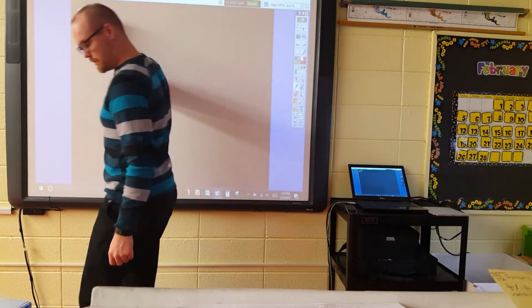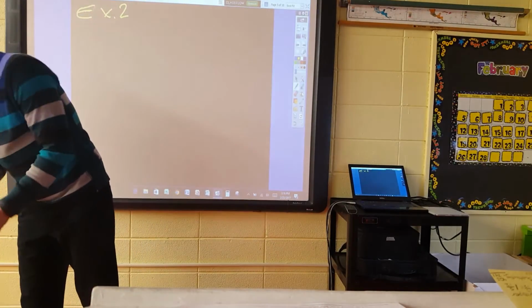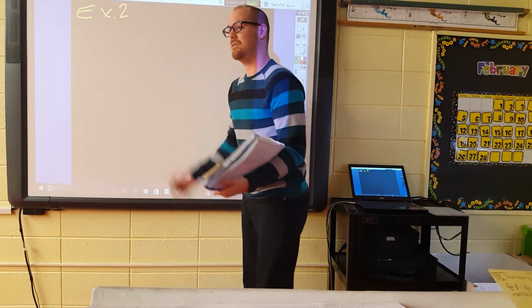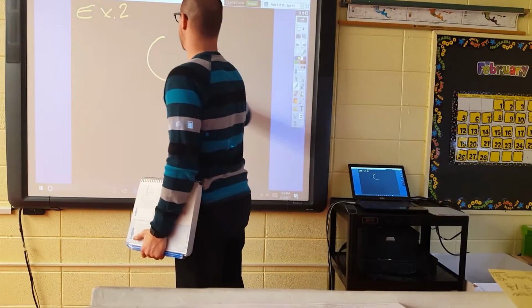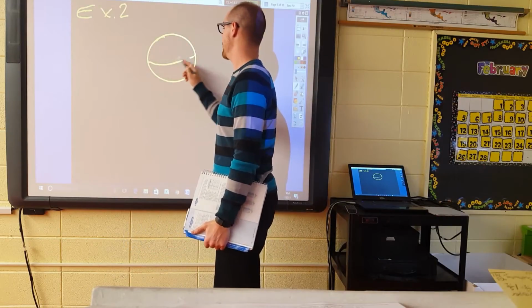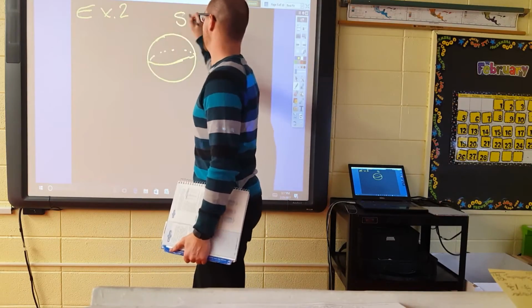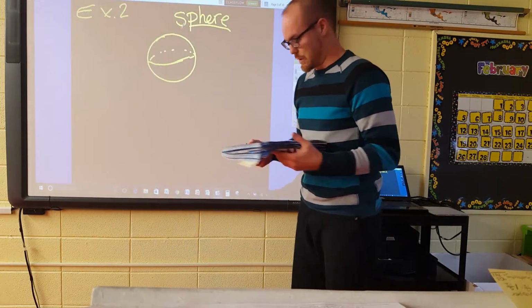Example number 2. Example number 2 says, what is the shape of a basketball? If you aren't sure, you can, of course, consult the table that we're given. A basketball is perfectly round in every way. I don't know if I can even draw one. Okay, looks something like that. The name for its shape is a sphere, and that'll go on example number 2.